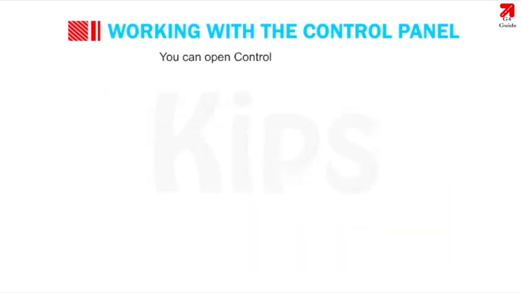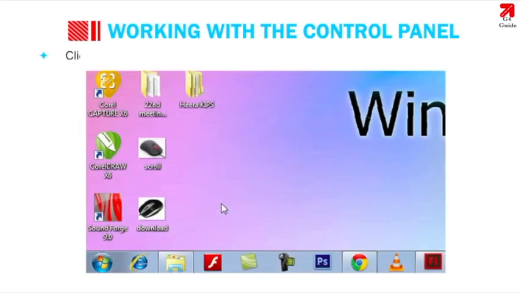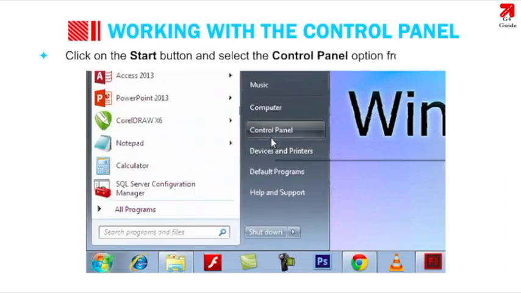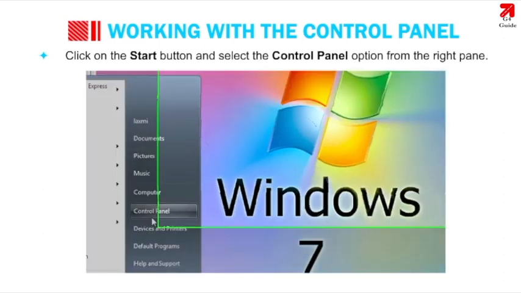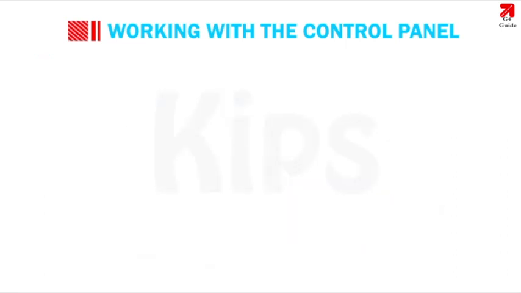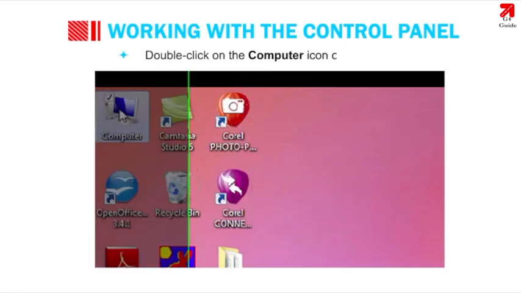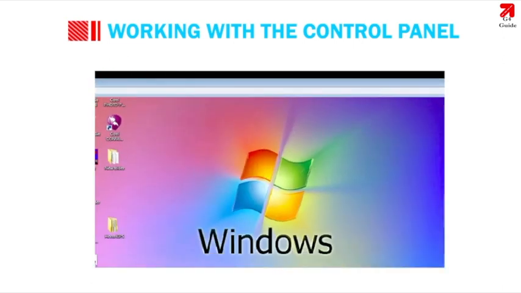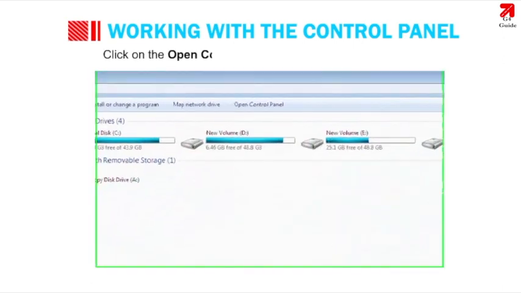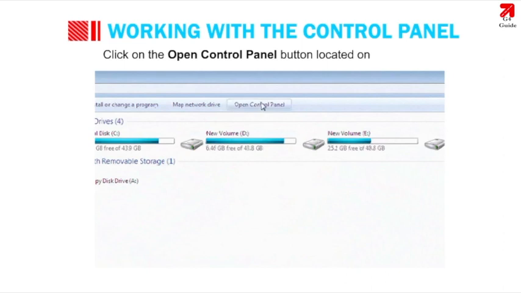You can open Control Panel in two ways. Click on the Start button and select the Control Panel option from the right pane, or double-click on the computer icon on the desktop. Click on the Open Control Panel button located on the toolbar.